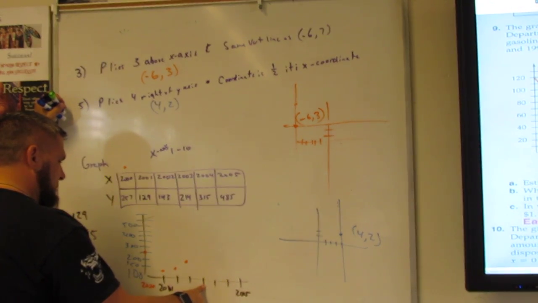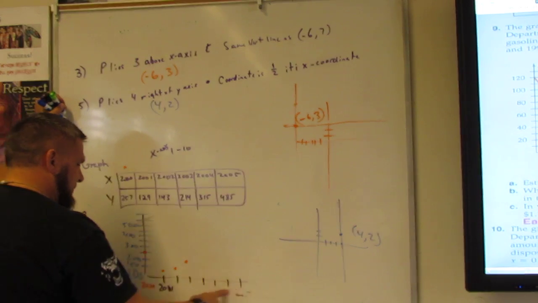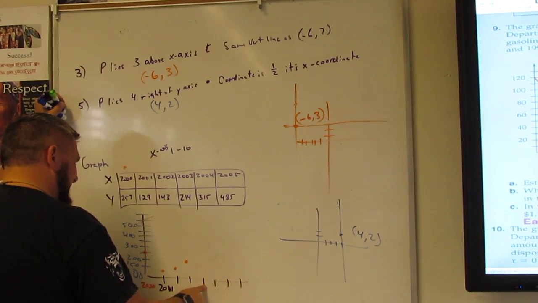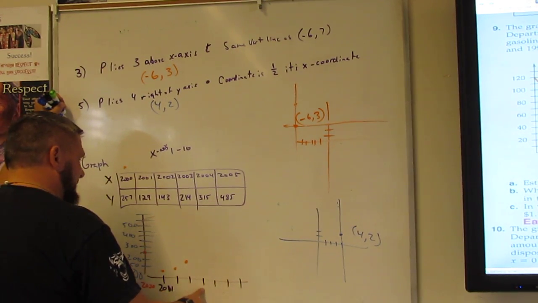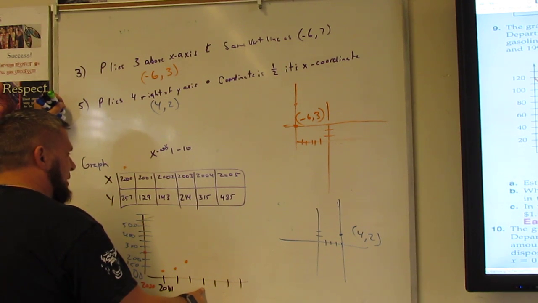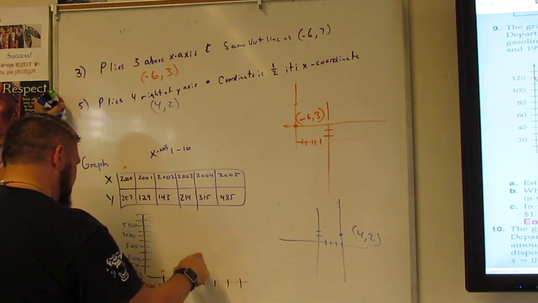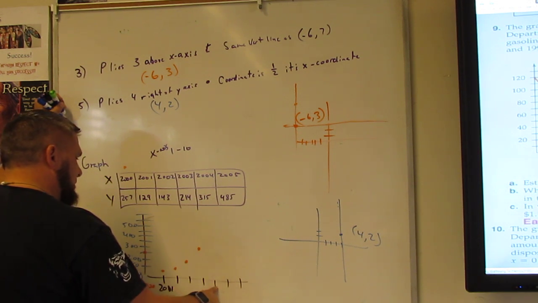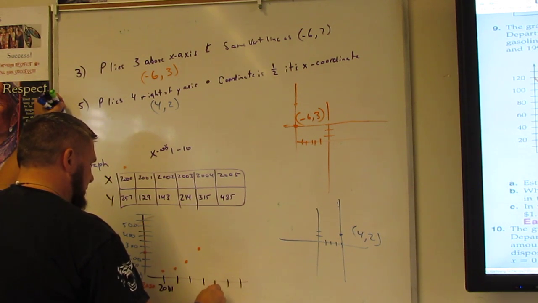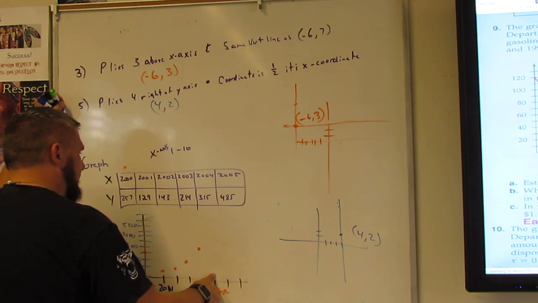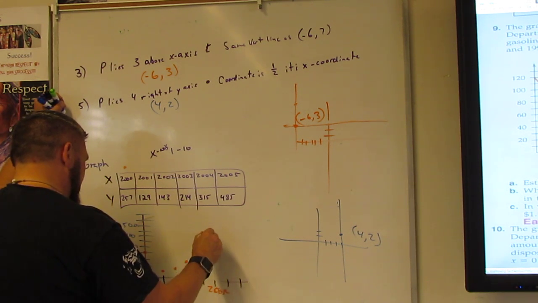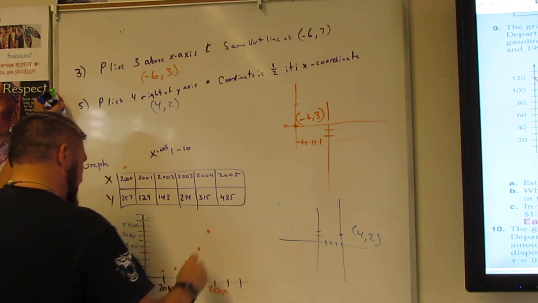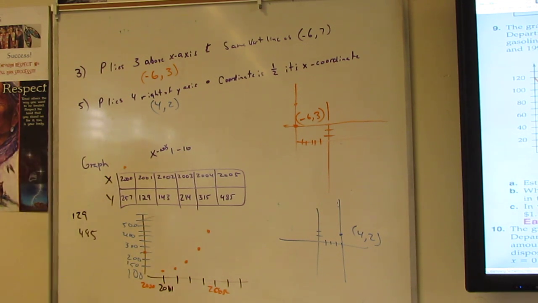2004, I don't know why 5 was way out there. 2002, 3, 4 is 315, that's going to be about here. In 2005 is going to be 485, which is about here. Okay? That's my scatter plot. Pretty simple.